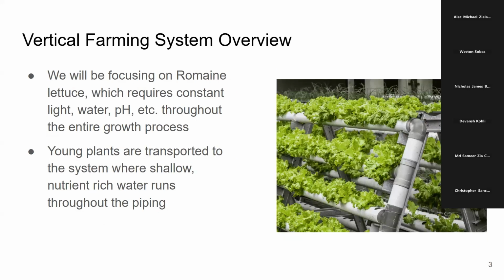Our system will grow romaine lettuce. This is convenient because romaine lettuce has constant requirements for light intensity, water pH, and nutrient needs throughout its entire growth process.